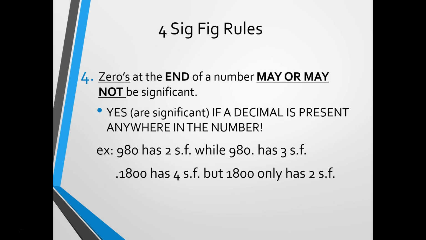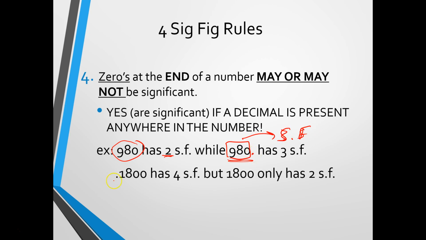So in this case, let's look at this example here. 980. It has a 0 at the end, but because there's not a decimal anywhere in the number, we only have 2 significant figures. Whereas let's say we wrote it as 980 point, which is okay in chemistry. This number would have 3 significant figures because it has that decimal point there.